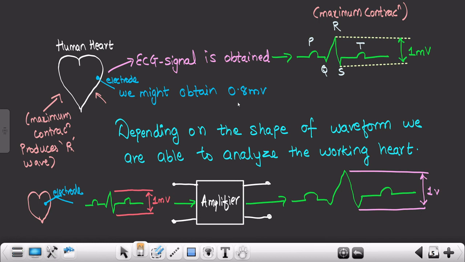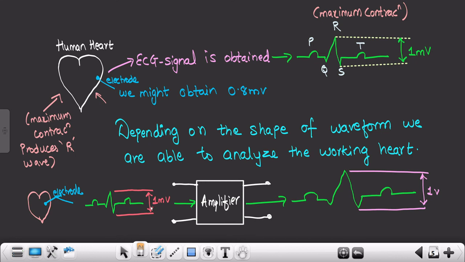there might be a loss of a few millivolts because of the internal resistance of the electrode or maybe the internal resistance of the heart, right? Because over here your heart is acting as a voltage source, I would say. So it might happen that we lose certain signal. Depending on the shape of the waveform, we are able to analyze the working of the heart. But as you can see, it is in a few millivolts, and there is a high chance we are not able to achieve this 1 millivolt of signal. Rather, somehow we achieve 0.8 millivolt, right?